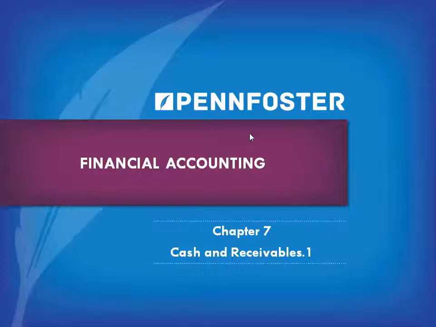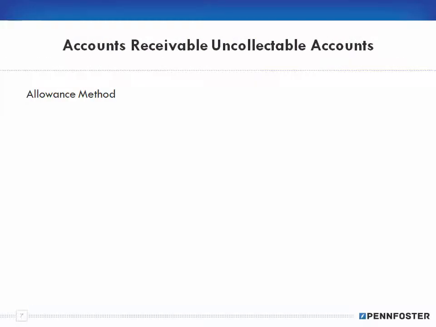And in this series of videos, we are working on the theory for Chapter 7, which is cash and receivables. This is video number 3, and in this video, we are going to cover the allowance method.